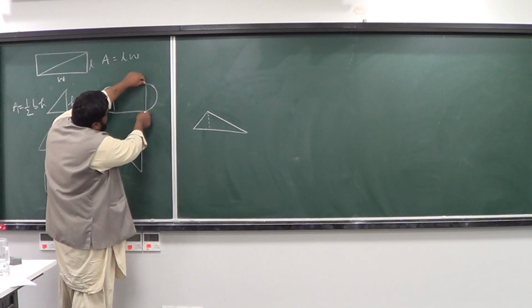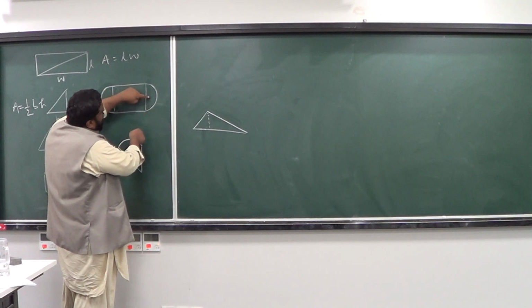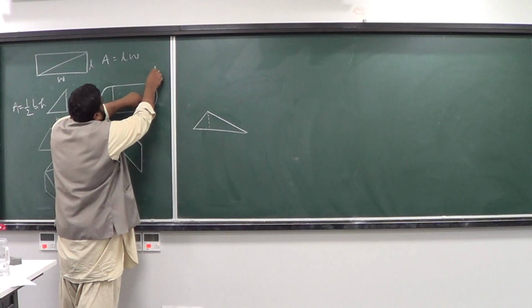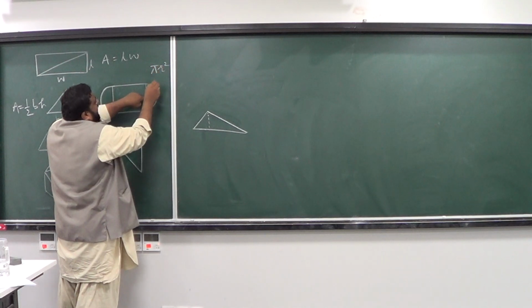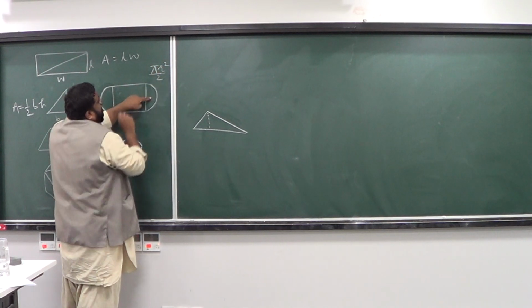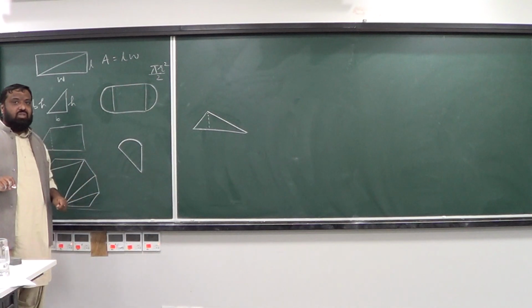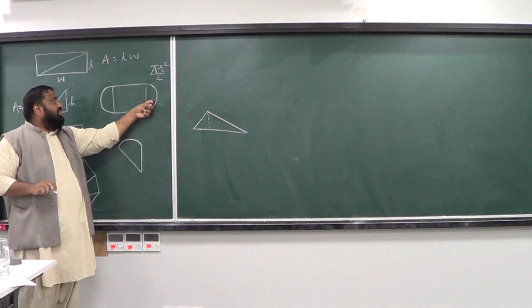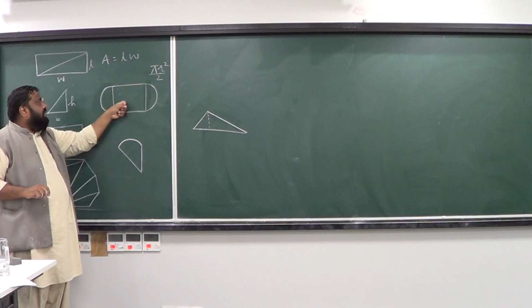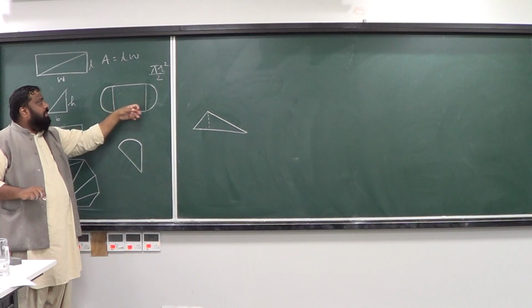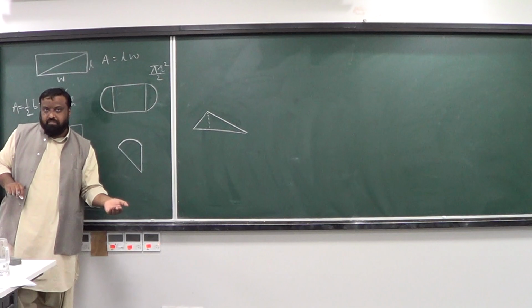So if you can measure this diameter, then you know the area of a circle is pi r square, so the area of a semicircle is pi r square by 2. So this is pi r square by 2, pi r square by 2, and this is the area of the rectangle. Sum them up and you get the area of this picture.